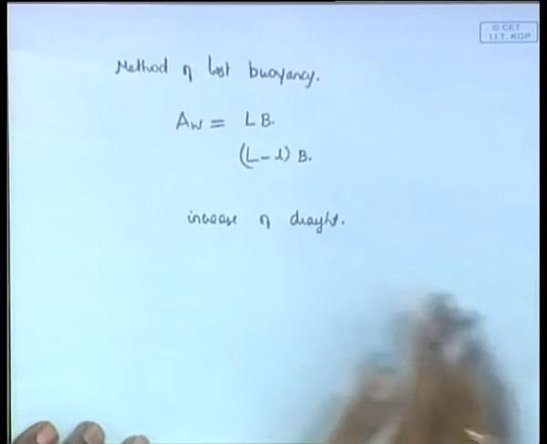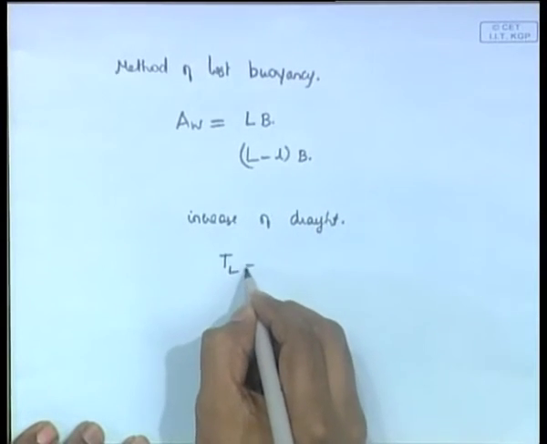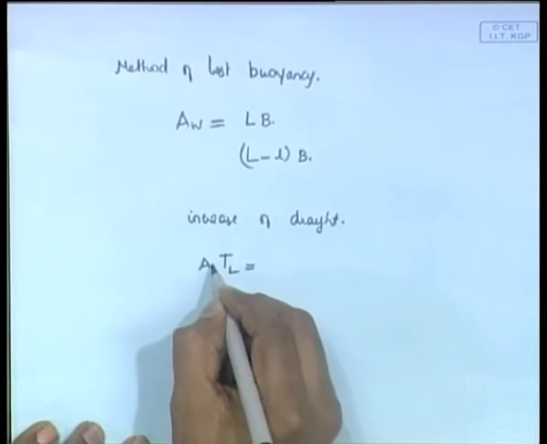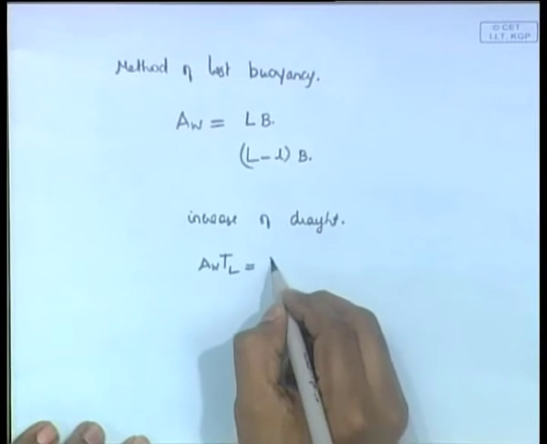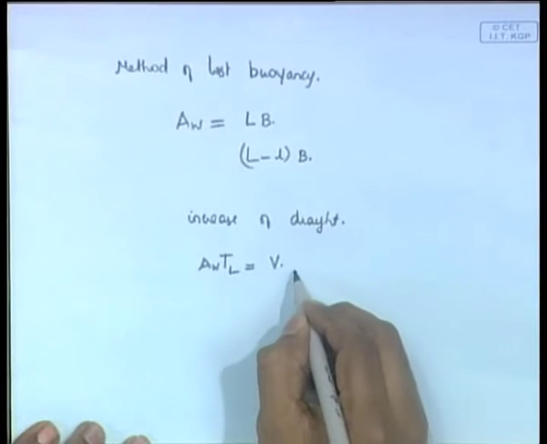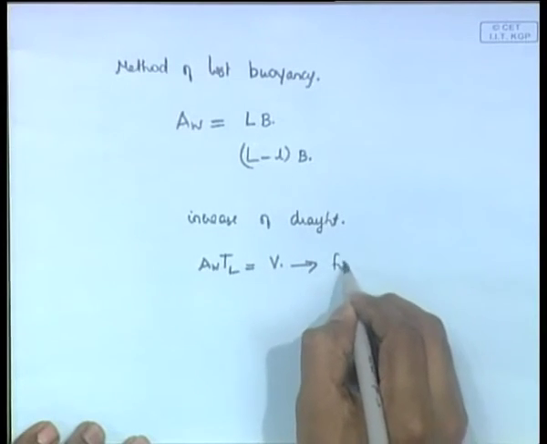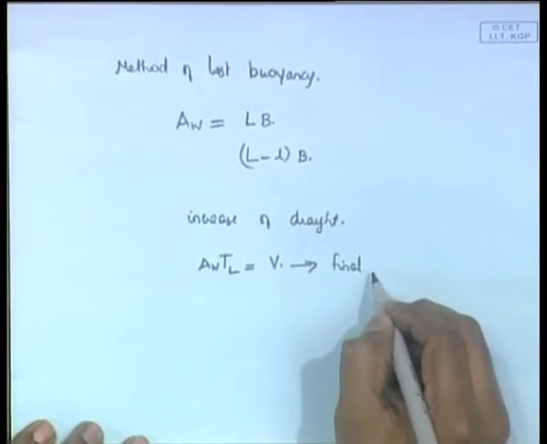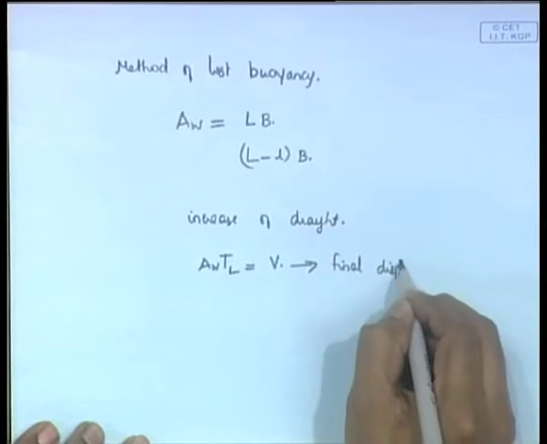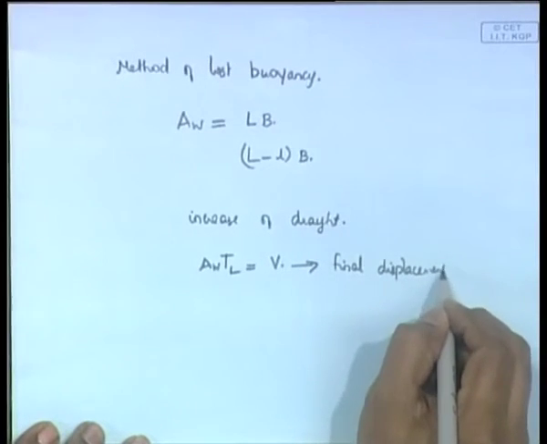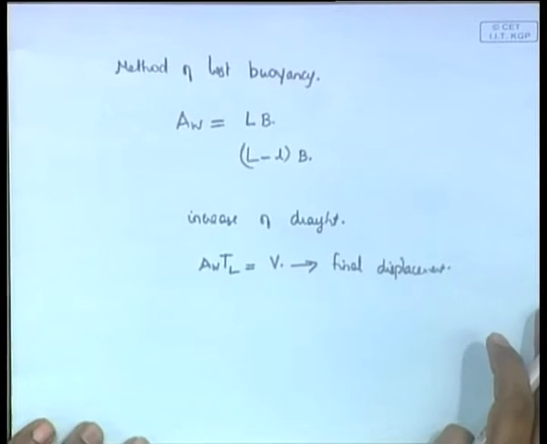Now, the final draft TL will give you the final volume. This will give you the final underwater volume, that is the final displacement. But note that in this particular case the weight of the ship is not changing. If you assume V to be the initial displacement, the weight of the ship is not changing, so V remains the same, it is the displacement.